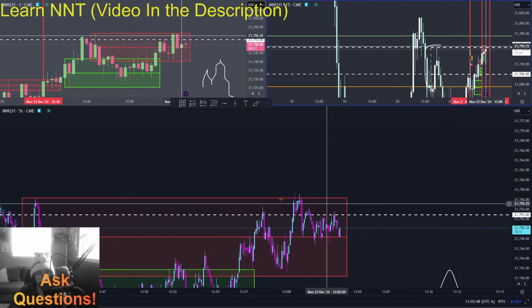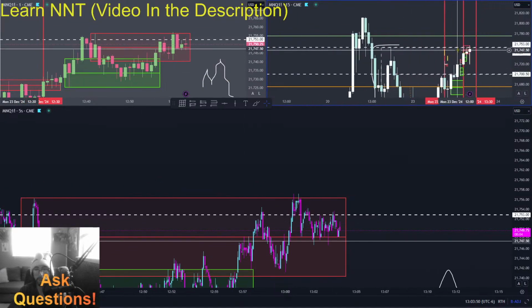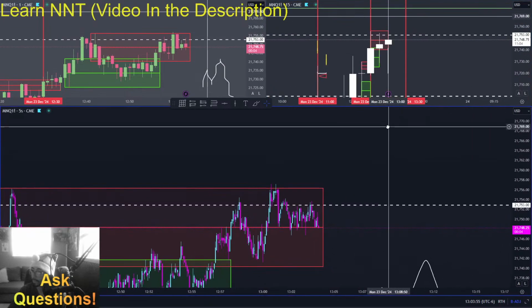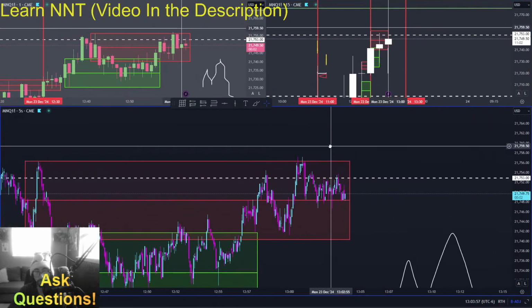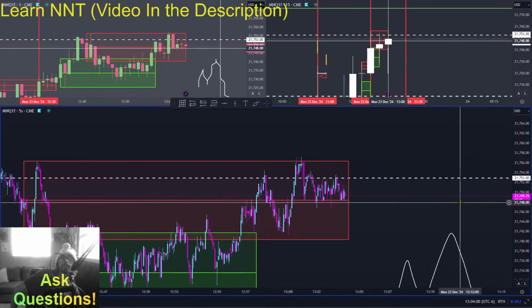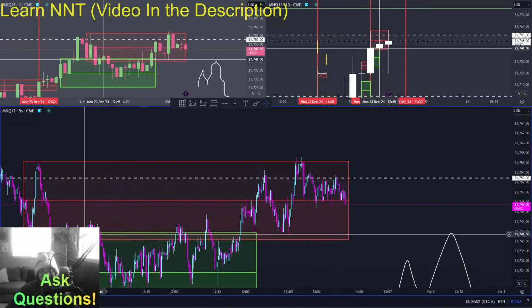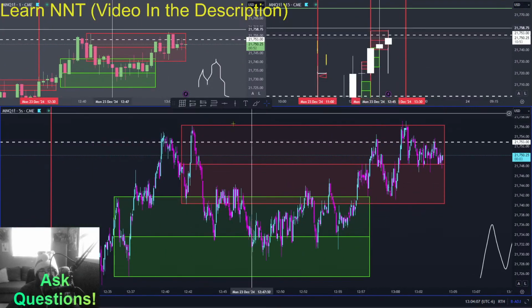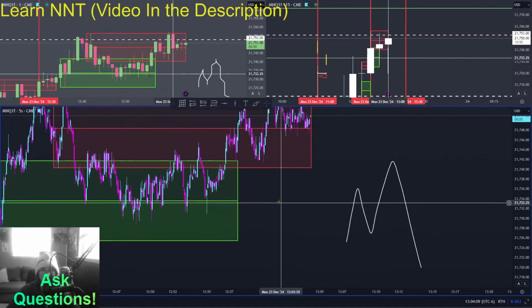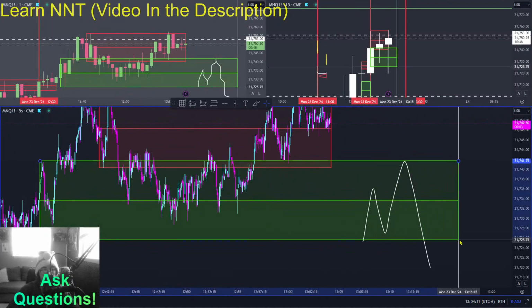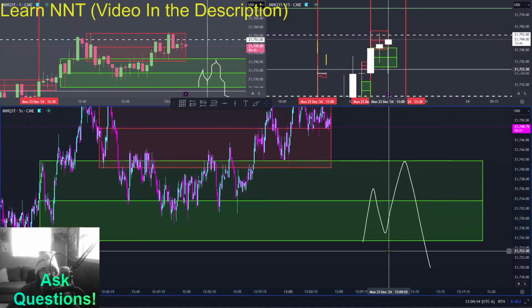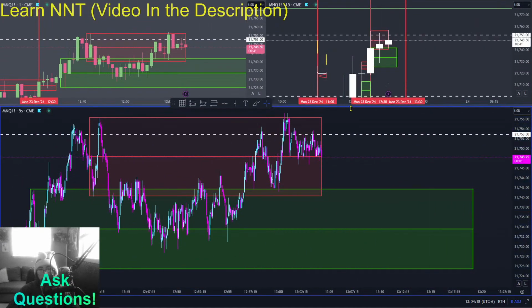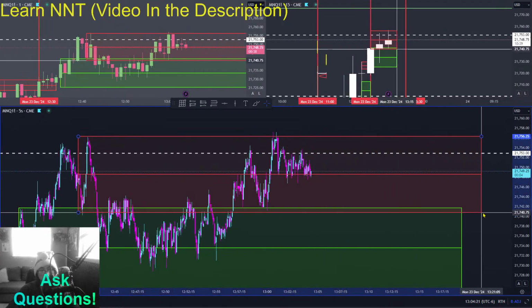We're struggling to break this 15-minute zone. I normally never draw zones on top of zones too. Like I have it like this. But the pattern's happening and we're moving sideways. So I kind of have to. Let's see.